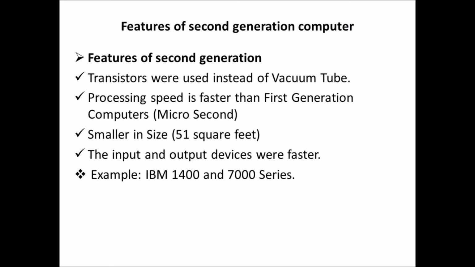Features of second generation computers. First one, transistors were used instead of vacuum tube. Second one, processing speed is faster than first generation computers. Third one, smaller in size. Fourth one, the input and output devices were faster. Example, IBM 1400 and 7000 series.